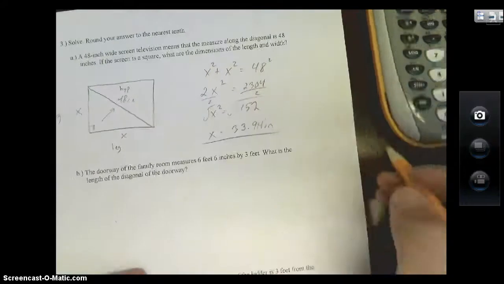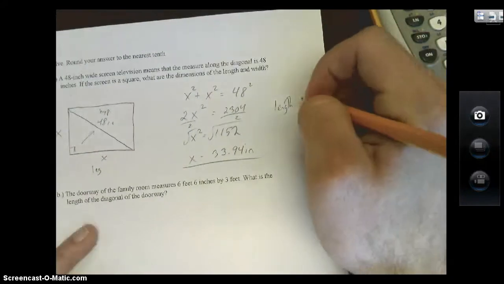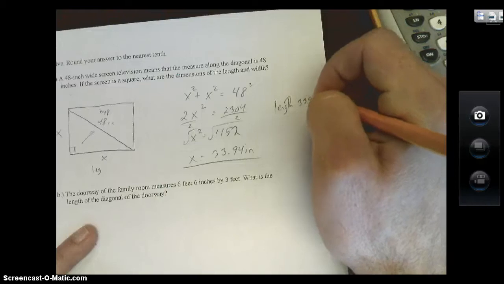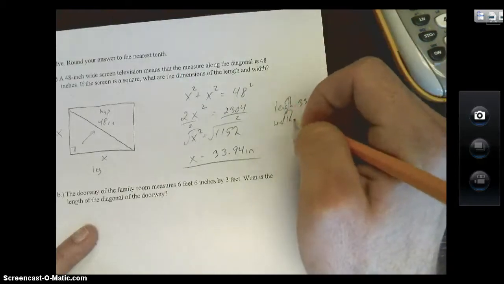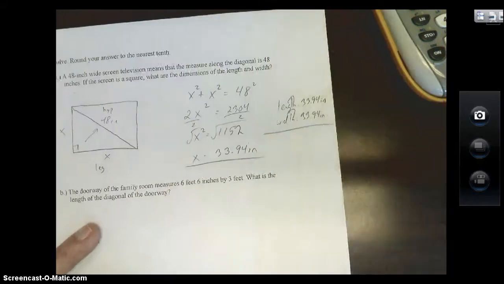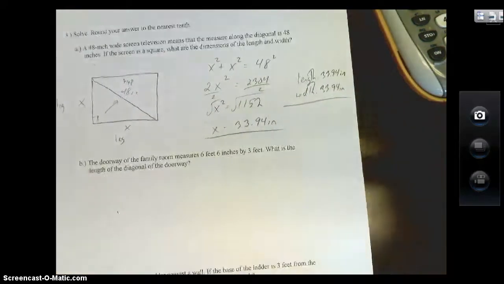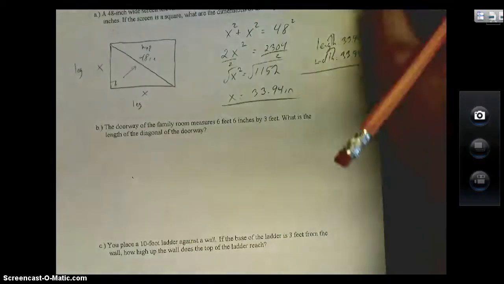So as far as what's the length and the width over here, let's make a little side note. Length, 33.94 inches. And my width would be the same. Okay, awesome. We're good to go. Okay, so let's take a look here. We got enough time to finish these last two up.